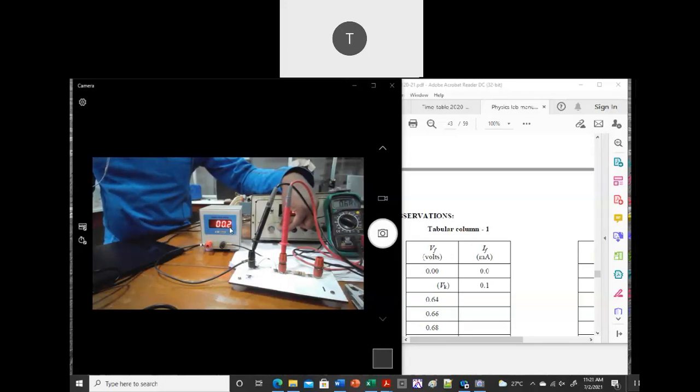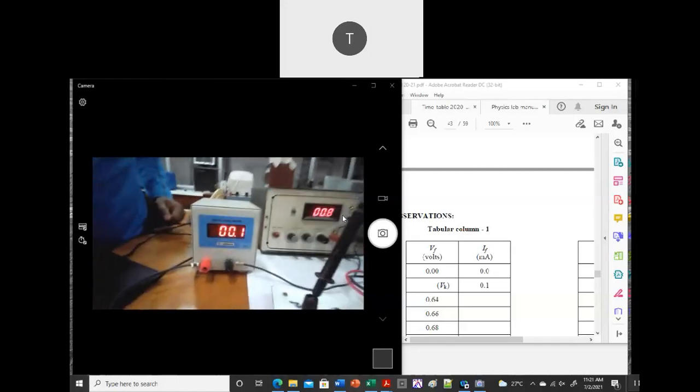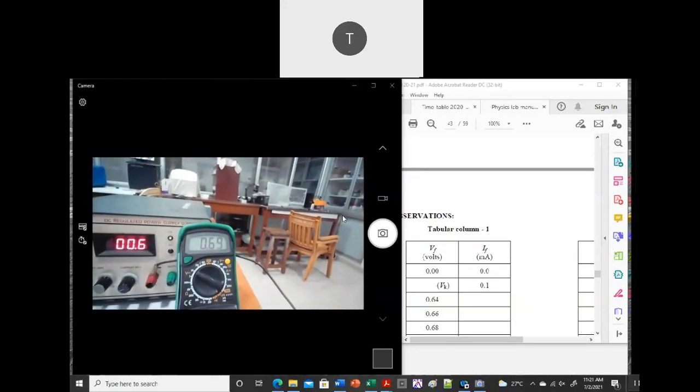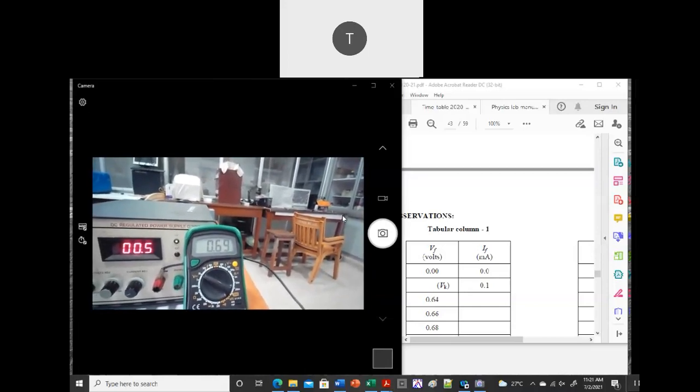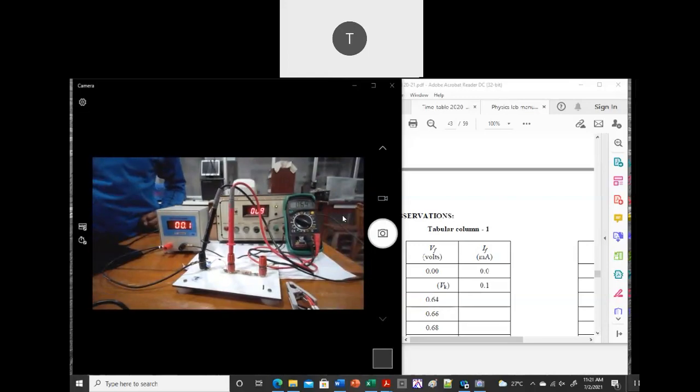So I come back, I'll reduce it, and what I will do, I will get to 0.1. When it is 0.1, you note down the voltage. What is the voltage here? So this is 0.1, and then what is the corresponding voltage in your voltmeter? So, multimeter. It is around 0.69. So this will be your first VK.